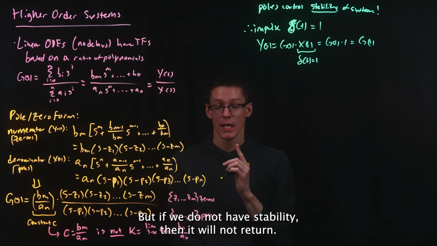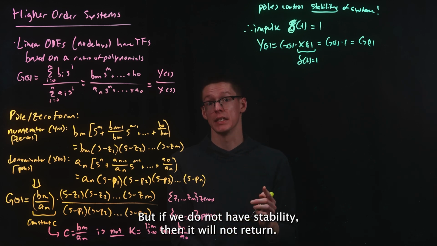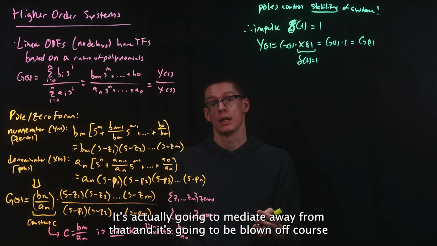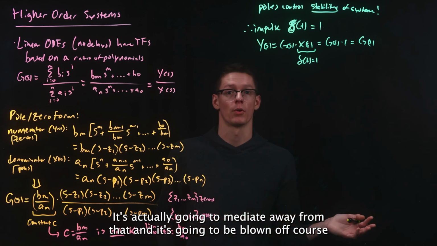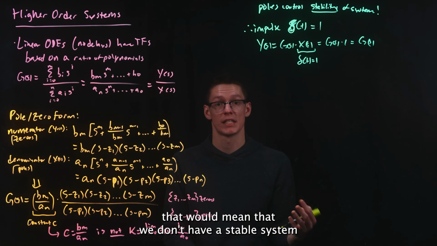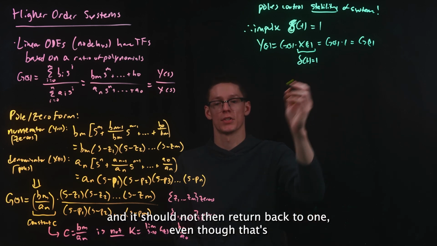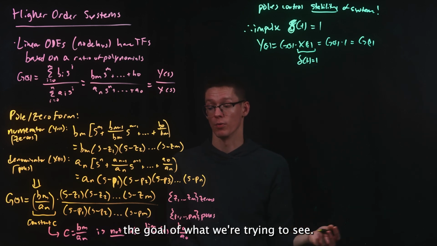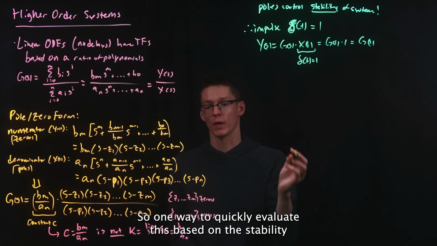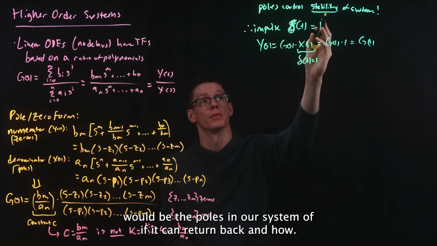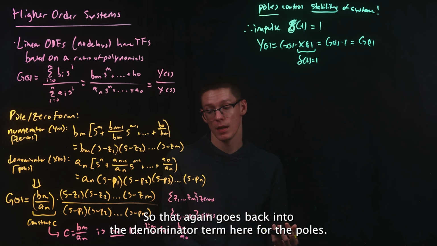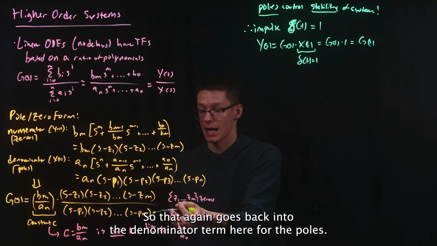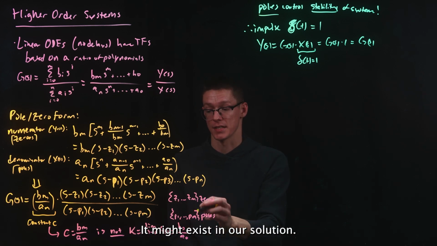But if we do not have stability, then it will not return. It's actually going to mediate away from that, and it's going to be blown off course. That would mean that we don't have a stable system, and it should not then return back to 1, even though that's the goal of what we're trying to see. So one way to quickly evaluate this based on the stability would be the poles in our system, of if it can return back and how. So that again goes back into the denominator term here for the poles that might exist in our solution.